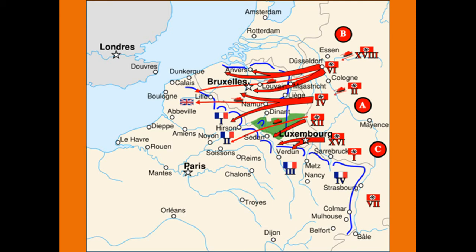Here we see Holland, and then the push in through to Brussels and Belgium. And of course, here you have the Somme, which will lead in, this is the beginning of the invasion of France.